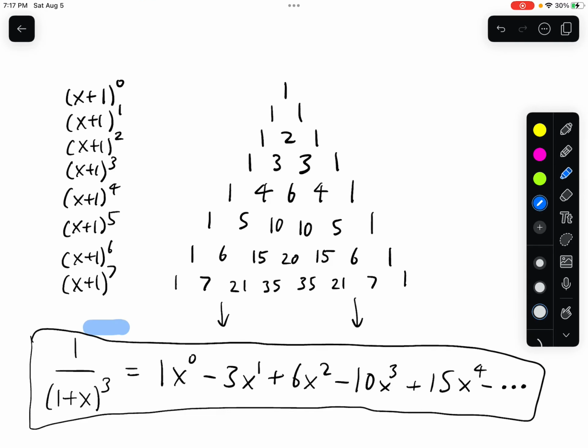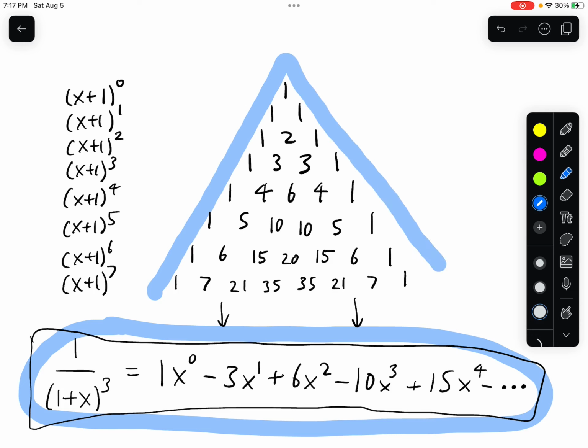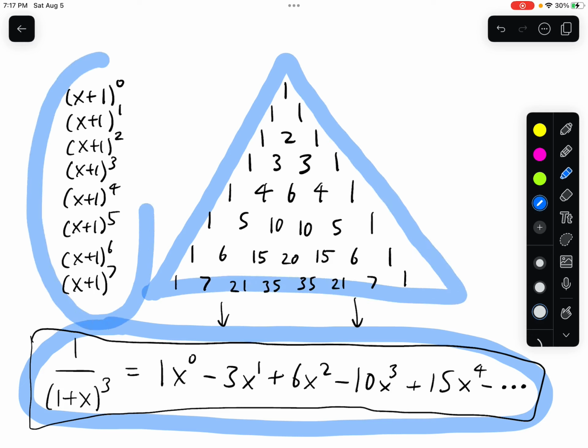So I wrote the series we were focusing on down here. And I also wrote Pascal's triangle up here. And I also wrote the finding we made about the rows of Pascal's triangle. In particular, that when you expand x plus 1 to the 0, x plus 1 to the first, x plus 1 to the second, that just corresponds with the rows of Pascal's triangle. In particular, the coefficients are on Pascal's triangle.